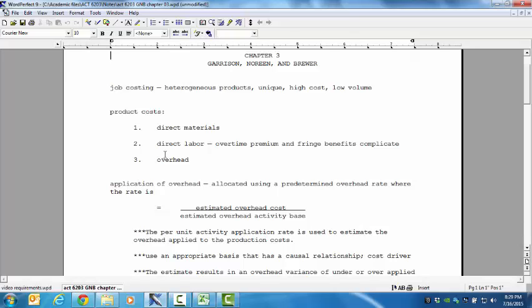Now, when we deal with overhead, they do not all function the same way. Some can be variable, some can be fixed, some can be mixed. And that is completely contrary to the direct materials and direct labor. They're variable in nature. Overhead is just a mixed bag of all kinds of behaviors. And they're not incurred at the same time either.